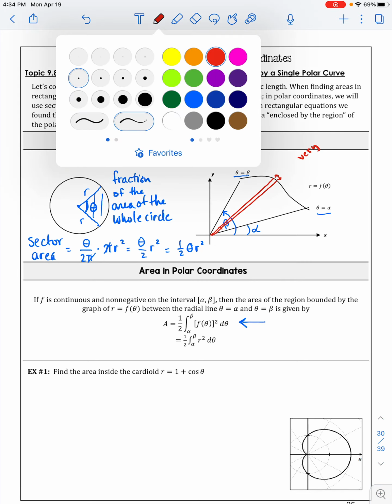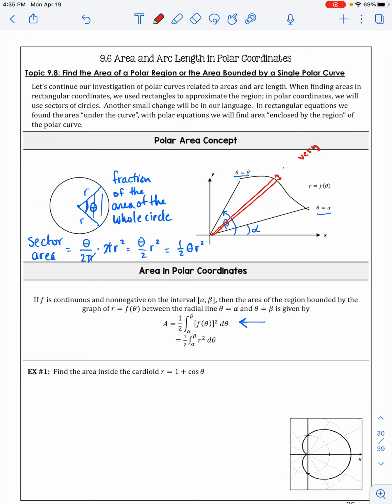That was a d theta. I know that doesn't look like it. Now that I look at it again, it's like, what in the world did I write there? But that was supposed to be d theta, representing a very small change in theta.